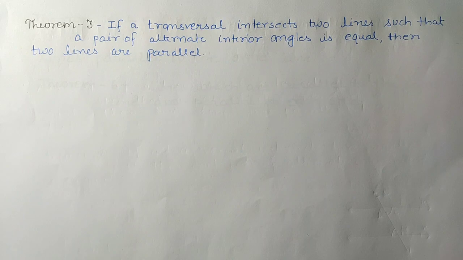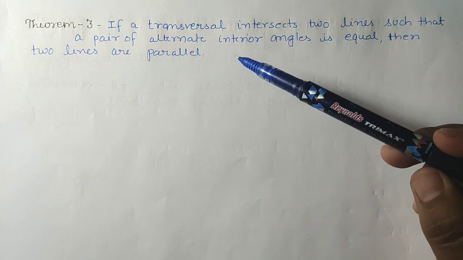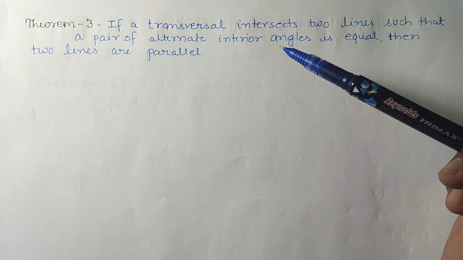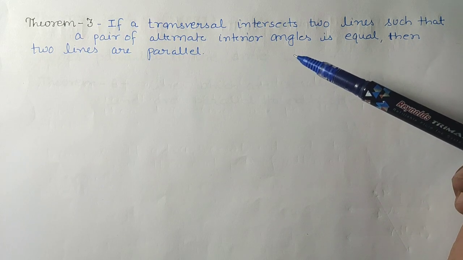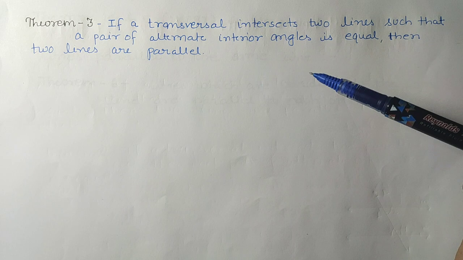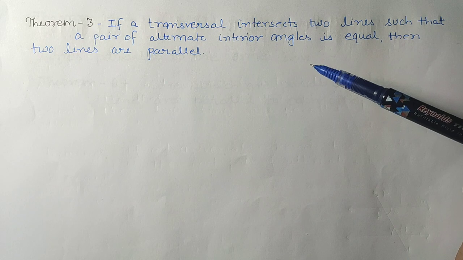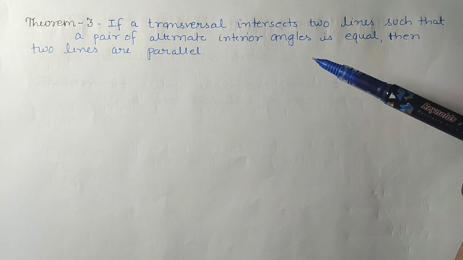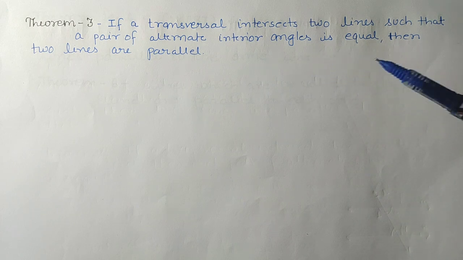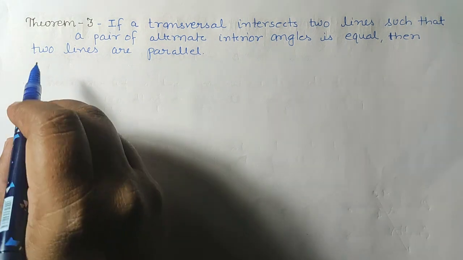Now the next theorem is theorem 3. If a transversal intersects two lines such that a pair of alternate interior angles is equal, then the two lines are parallel. See students, this is just the opposite of the above theorem. In that theorem we had to prove that if two lines are parallel, then their alternate interior angles are equal. But in this case it is given that the pair of alternate interior angles are equal, and we have to show that the lines are parallel. So how can we do this question?